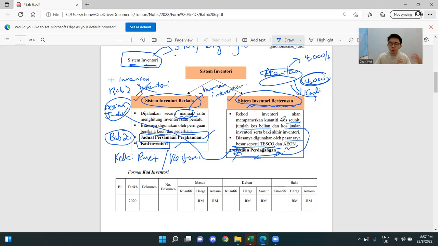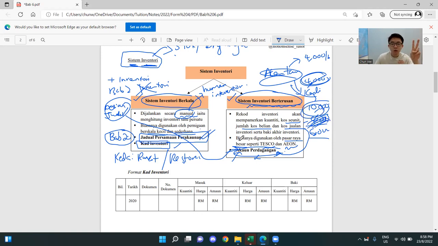Because kedai runcit, how much do you think they can earn in 1 month? Okay, let's say they can earn 10,000 satu bulan. It's like a lot already for kedai runcit. If 10,000 a month and they have to pay you 4,000 and you only come in here and do jadual persamaan perakaunan, they only left with 6,000 only. All right, so why not they just save up 4,000, they still got 10,000.